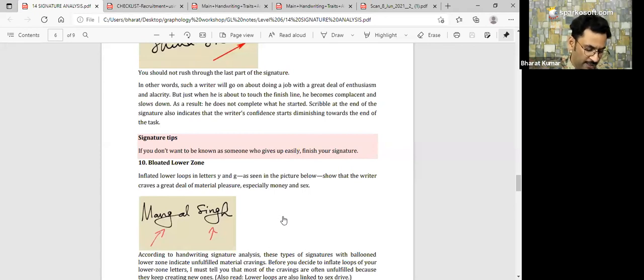No, let me check whether it is blotted or not. No, it is not blotted. So if you have a blotted G or Y or J, remove this. This is not a good thing. These people are generally looking for materialistic pleasure, especially money and sex. In the office, either they will be eve teasers or they will take money in lieu of work. Corrupt people. So avoid this.